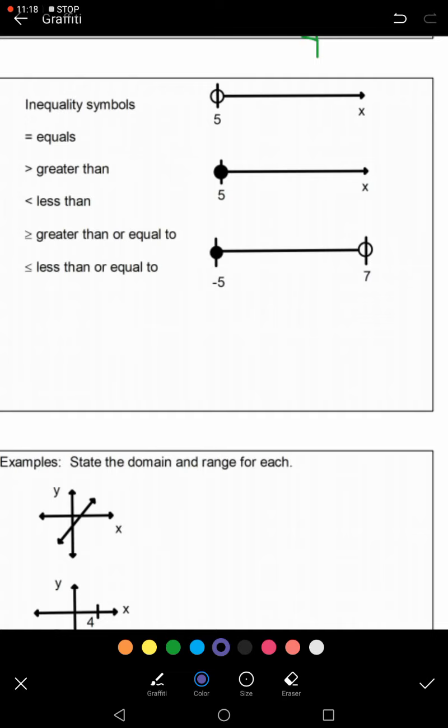So if we have this open dot, one second here.